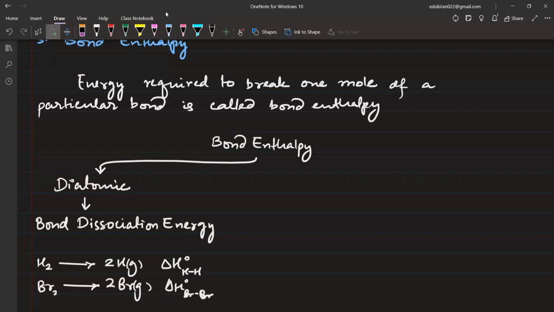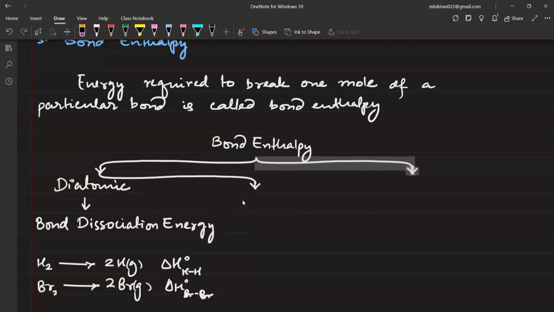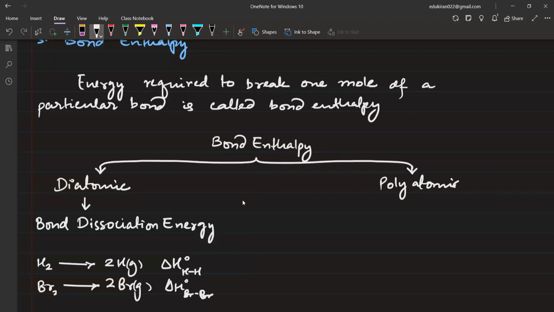But if I talk about polyatomic molecules such as CH4 and water, in which we have more than 2 atoms, then the definition of bond enthalpy is a bit different. So please write: this is for polyatomic molecules. For a polyatomic molecule, it is known as the average bond enthalpy. हम क्या यूज करेंगे? Average bond dissociation energy और bond enthalpy. ठीक है. चलिए अगर हम बात करें CH4 की, I have CH4.